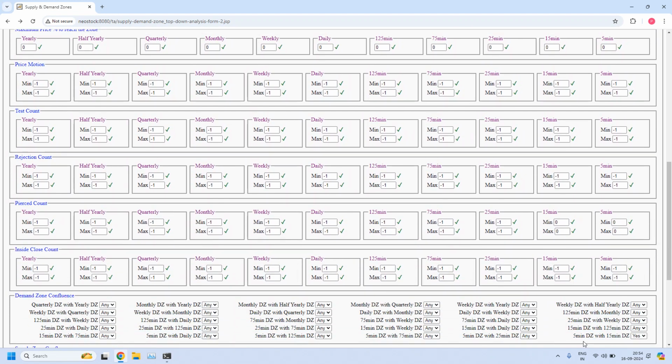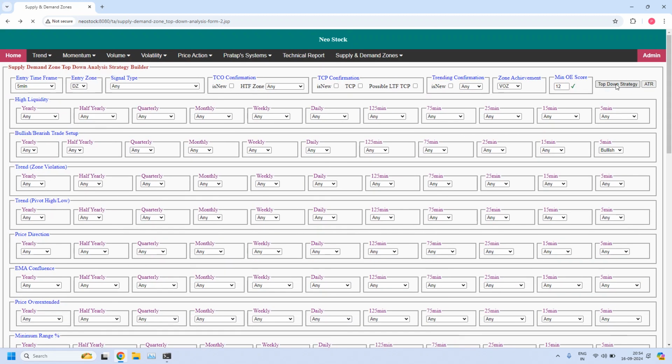HTF is 75 minutes. Already the 5 minutes demand zone with 15 minutes confluence is enabled. Next, I am enabling the 5 minutes demand zone with 75 minutes demand zone confluence, and also the 15 minutes demand zone with 75 minutes demand zone confluence. That is LTF, ITF, HTF zone confluence.